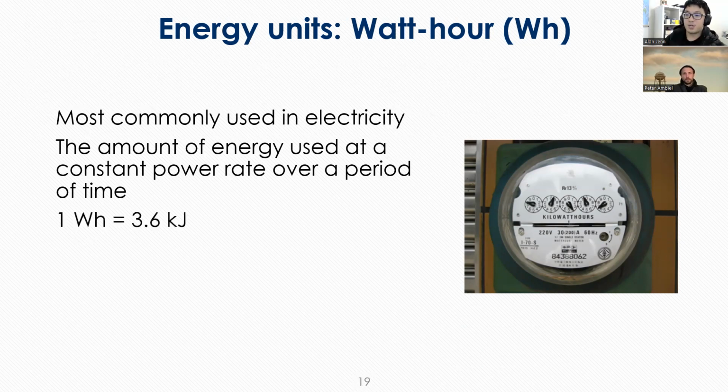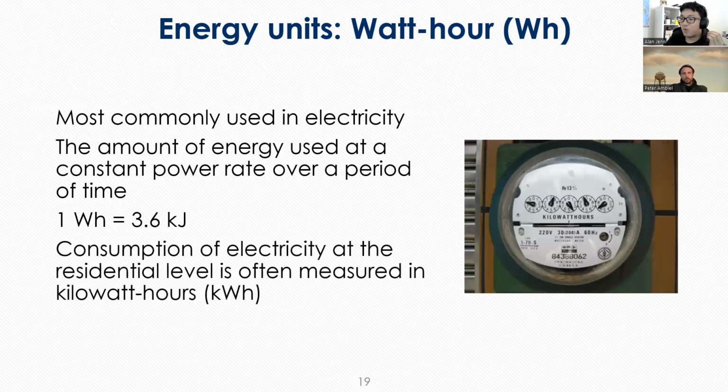So a watt hour is simply equal to 3.6 kilojoules. So compared to the last unit that we talked about, the joule, it is 3,600 joules. And we'll see where that number comes from in a little bit.